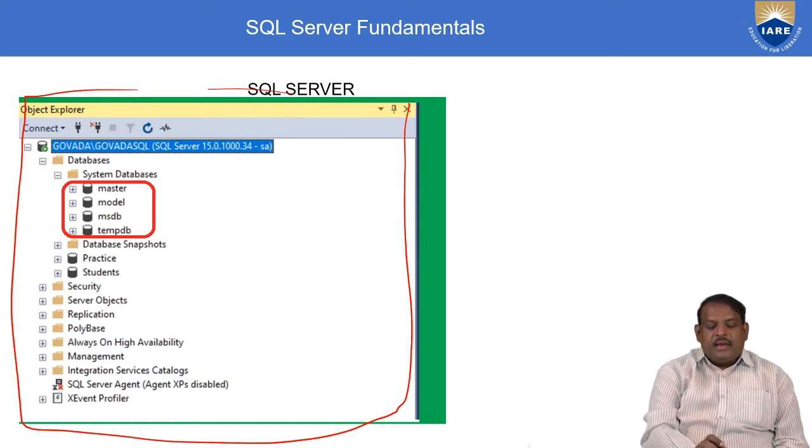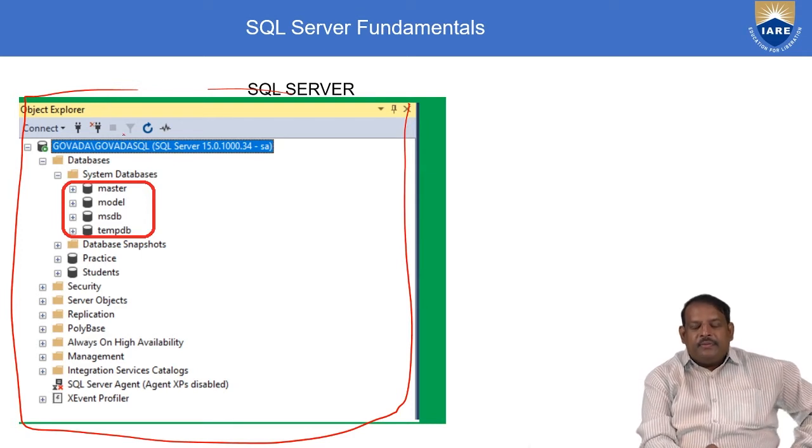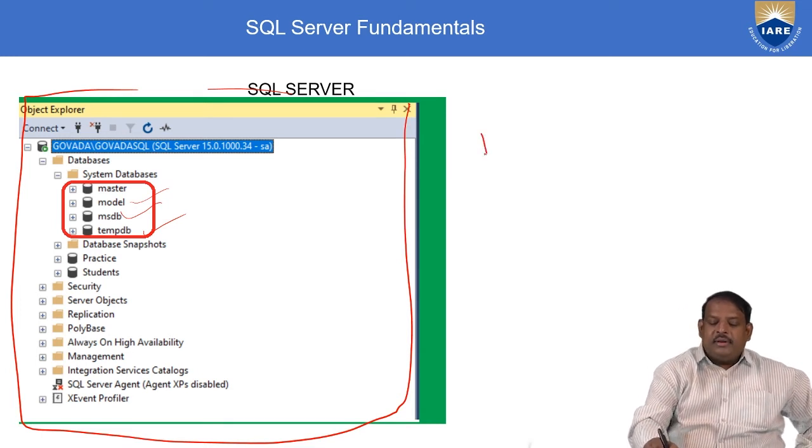In this case, I am connecting to the server called Goda/Goda SQL. Goda is the system name, SQL is the server name. In this, as I said, there are four default system databases: master, model, MSDB, and TempDB. Apart from that, there is one more database called resource, which is hidden, not seen by the end user.